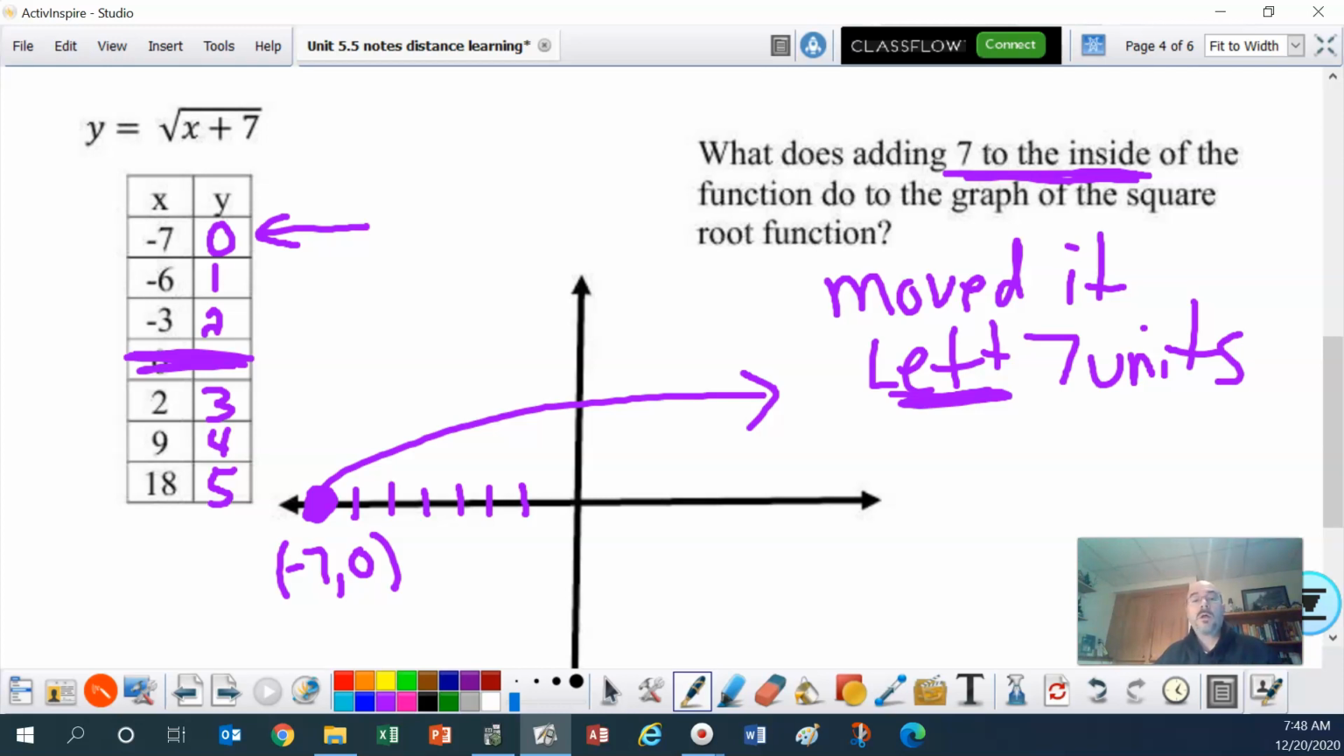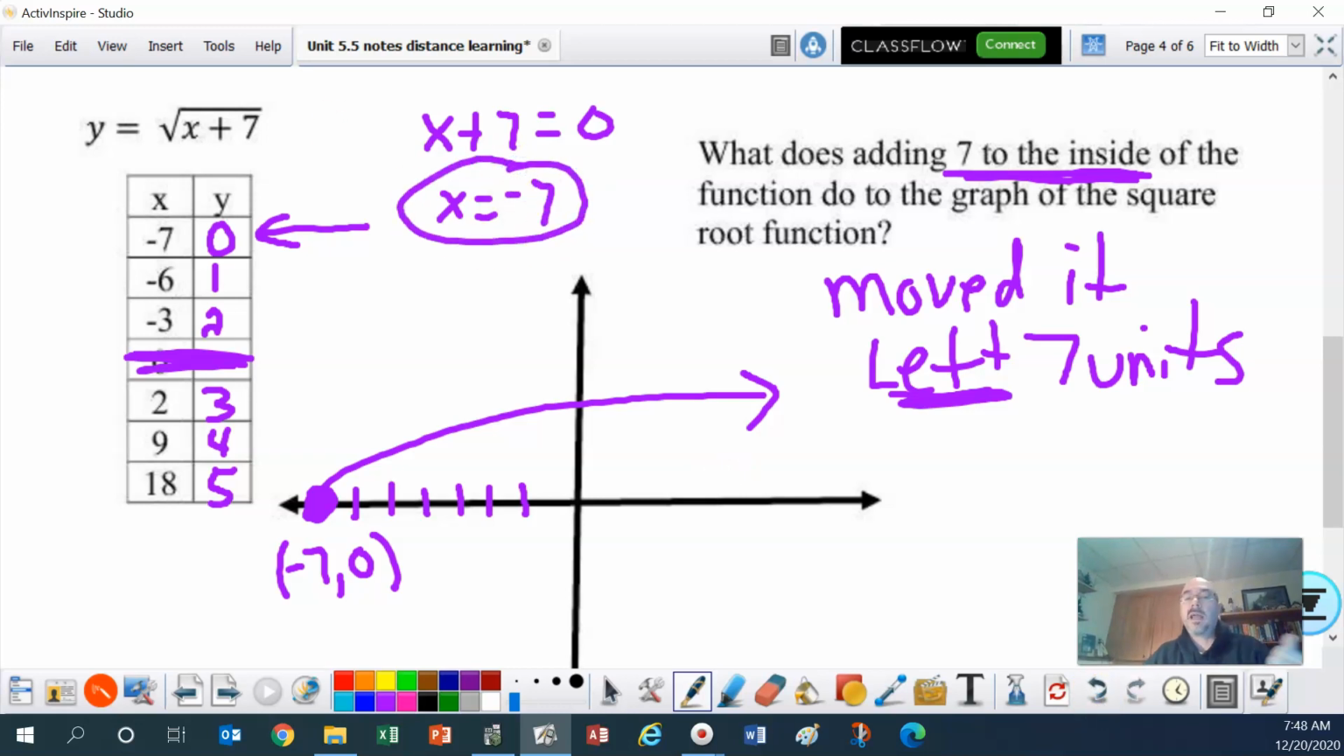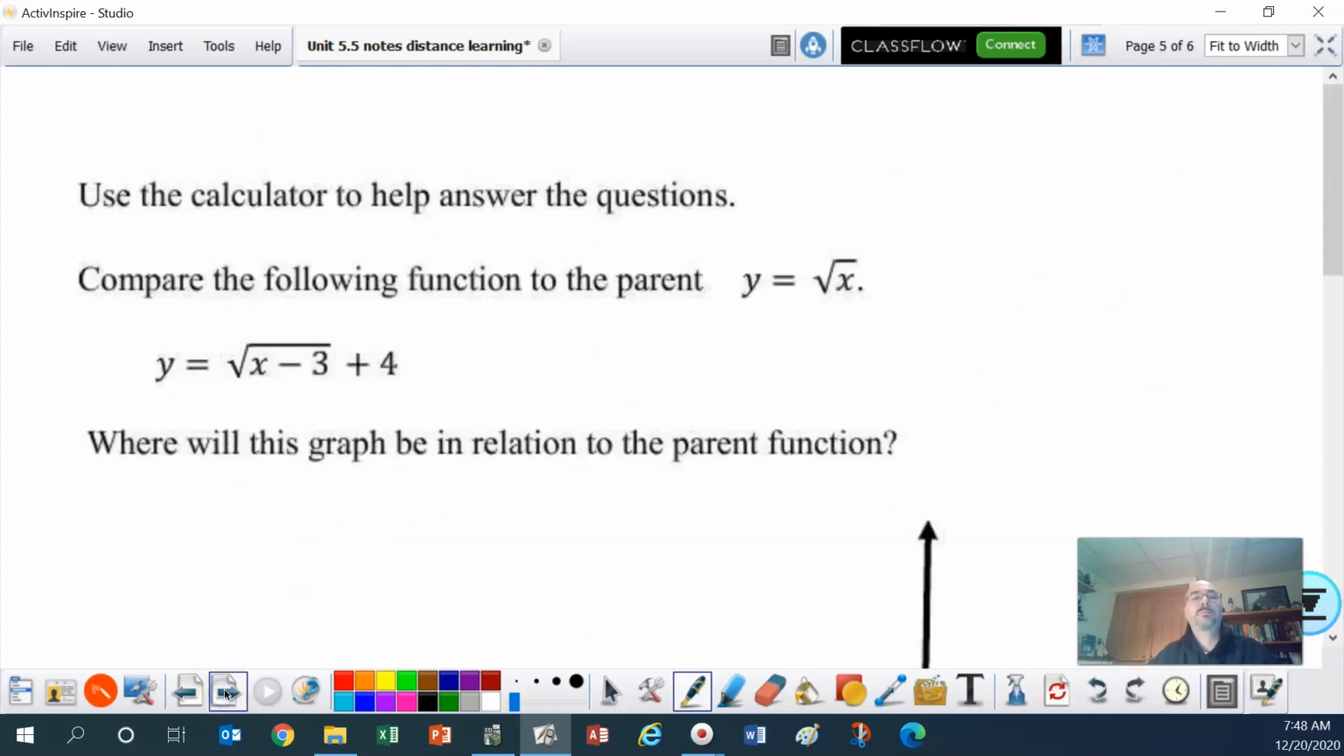Okay? Well, think about this. What number would make x plus 7 equal 0? That would have to be a -7. So that means it's moving, that's a horrible -7, isn't it? Let me fix that. That means it's moving left 7. Huh. Okay, keep that in mind. Something really important's going on there.